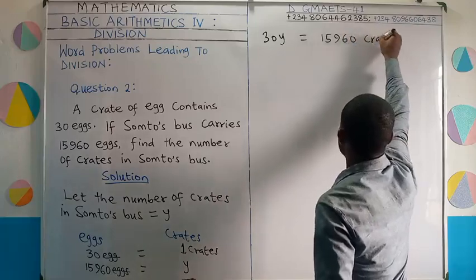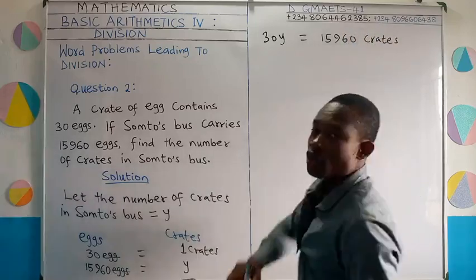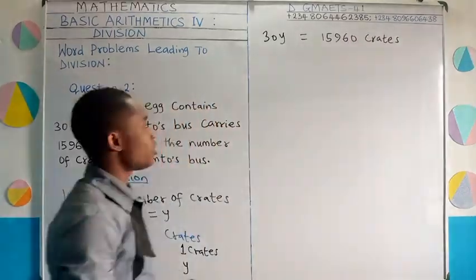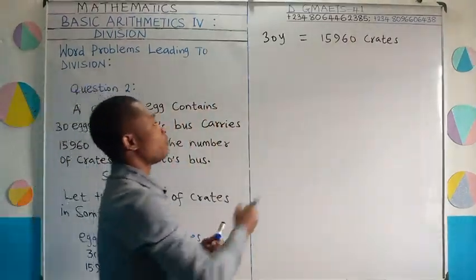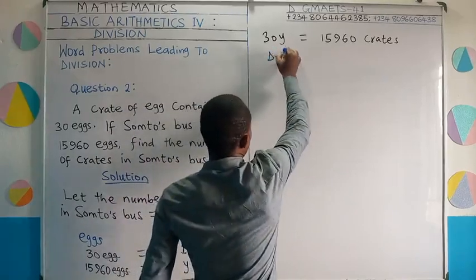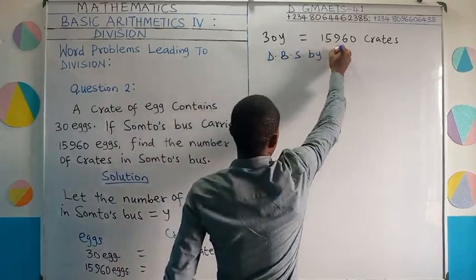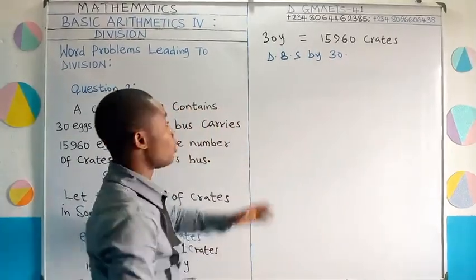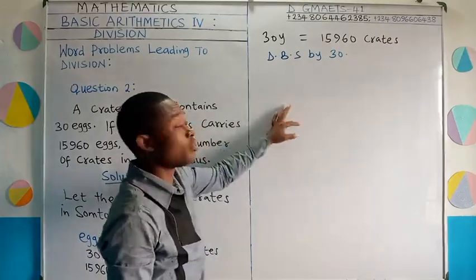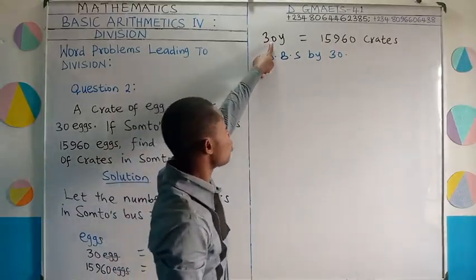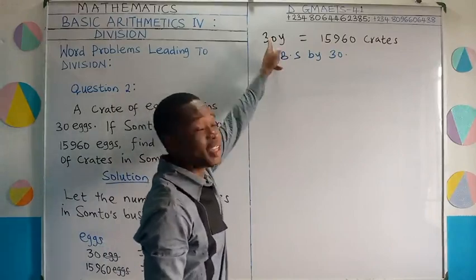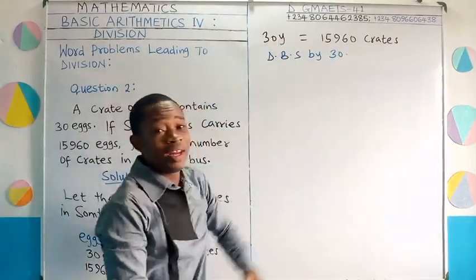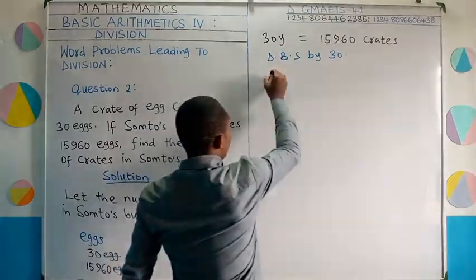15,960 crates. Good. So from here, we are going to divide both sides by the coefficient of the unknown. Let me just write divide by 30. We already know the coefficient of the unknown is 30. Now watch, because I don't want to write 30y divided by 30 anymore. Look at this. If you write 30y divided by 30, that 30 will cancel out, y will be left. So why not I bring down my y directly?